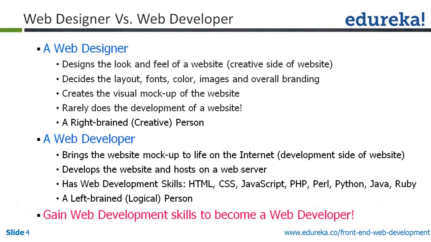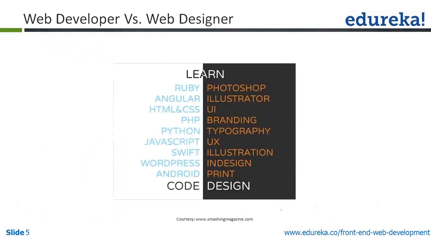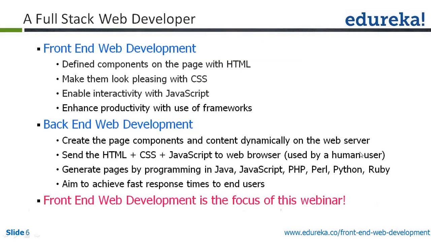Web designers generally work with Photoshop-like tools. Here are the skills required for doing the coding on the left hand side, and for doing the design on the right hand side. These are some tools and techniques which are used by the black one, the web designer. The white one on the left hand side is the web developer. So you need to be a full stack developer. You need to do both front end web development and also back end web development.